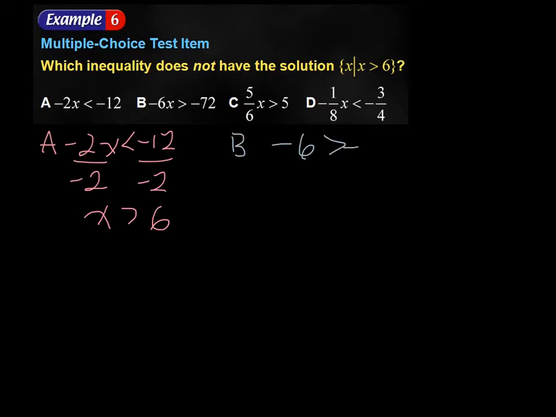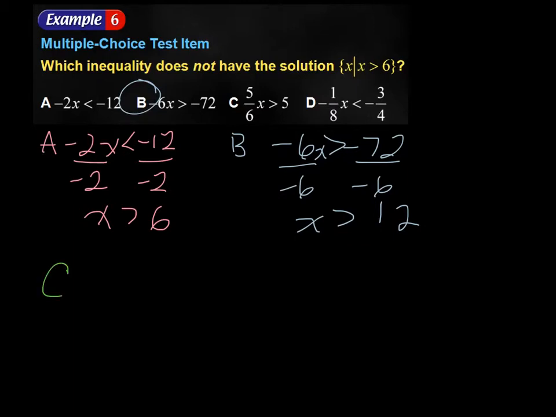Moving on, we'll try B. -6x is greater than -72. Divide both sides by -6, and I get x is less than 12. Well, that wasn't horrible. I guess that one didn't work. We could keep going, I guess, if we want to, because it's fun.